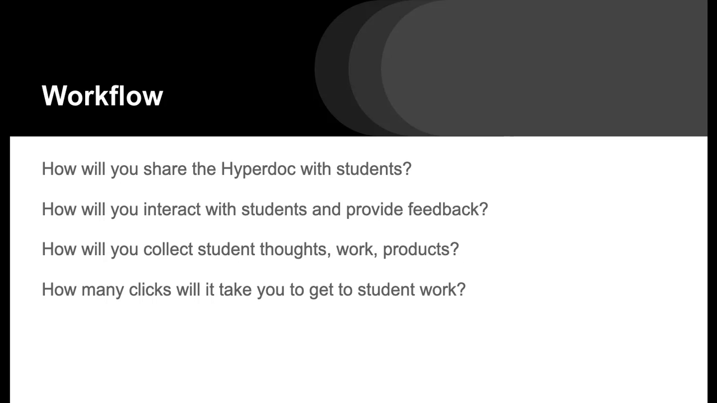How will you interact with students to provide feedback? So that can be done a few different ways. That can be done by email. That can be done by private comments in Google Classroom. If you're sharing slides, you can type in the comment box. If you're on a Google Doc, you can comment on their Google Doc. So there's lots of different ways you can provide feedback. Think about how that might work for you.